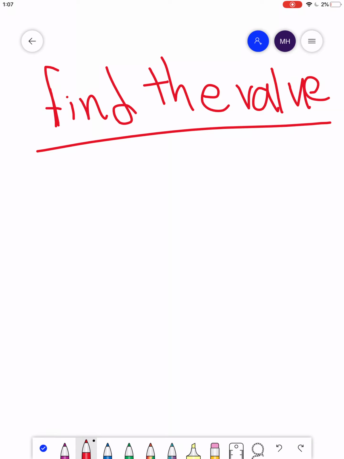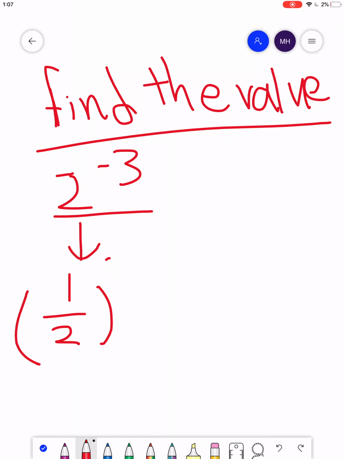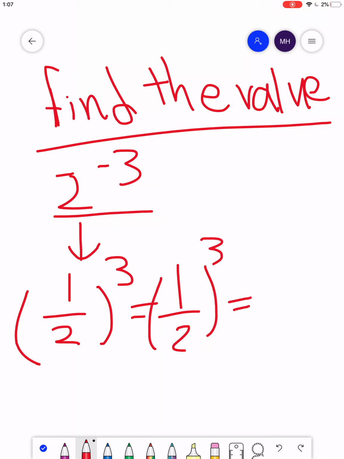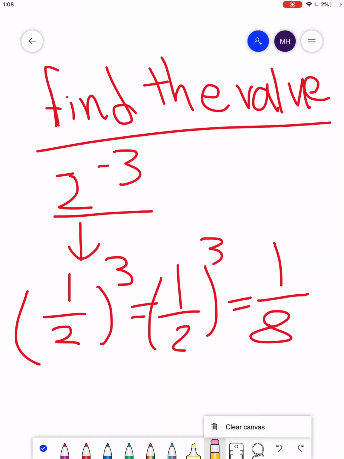Now I'll talk about negative indices. Two power negative 3. So first of all, I write the reciprocal of 2, which is 1/2. And the power becomes positive. Equals (1/2) power 3 equals 1/8 equals 1/2 times 1/2 times 1/2. So when the exponent or the index is negative, I just flip the base and change the power to positive.